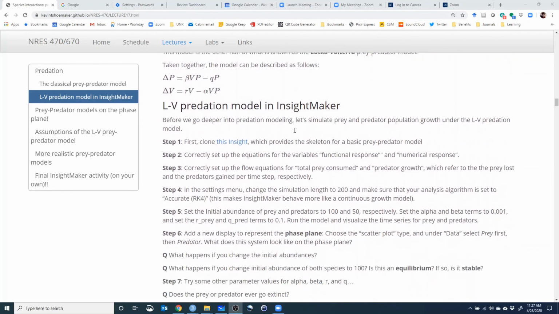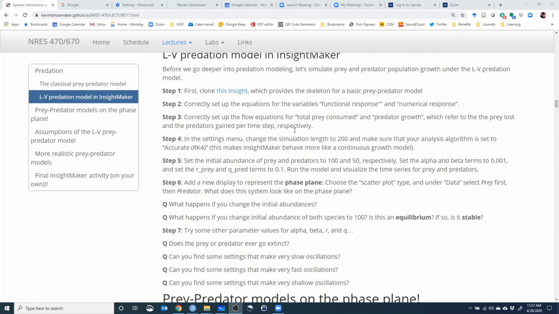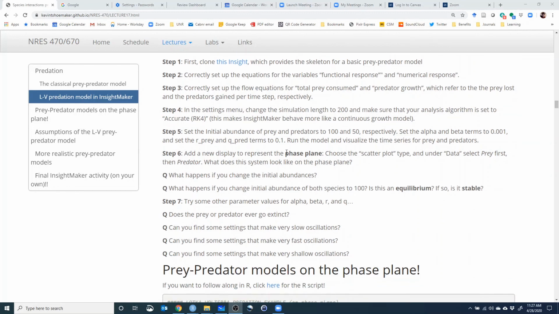and we're going to continue working with it as we start talking about the phase plane. So you've gotten a chance to play around with the basic Lotka-Volterra model in Insight Maker and with some of the parameters and what those parameters do to the trajectory of prey and predator over time. That's great, and you even started to maybe look at the phase plane in Insight Maker by using a scatter plot and selecting the prey for the x-axis and the predators for the y-axis, and you can sort of see how the system moves on the phase plane.